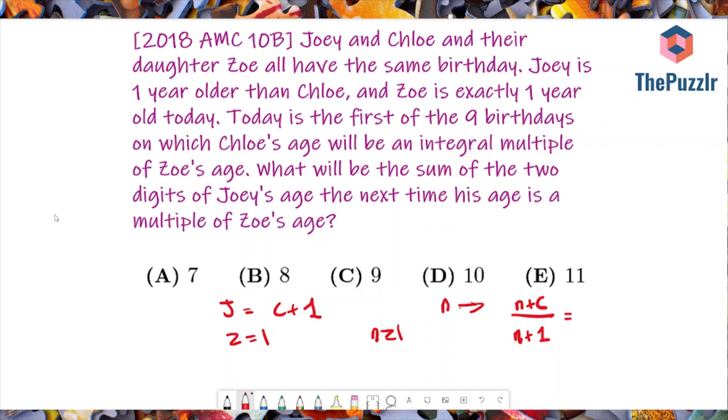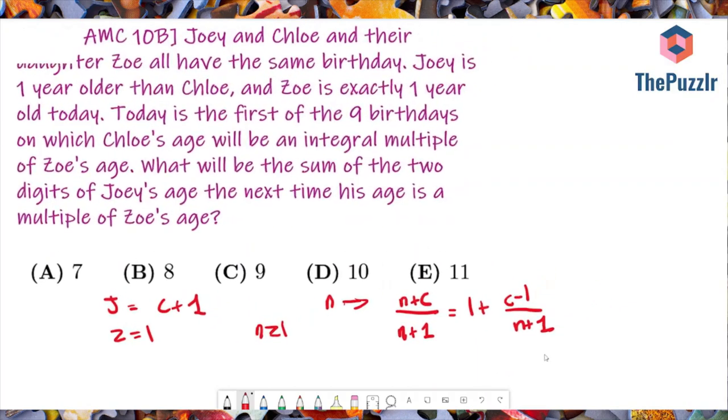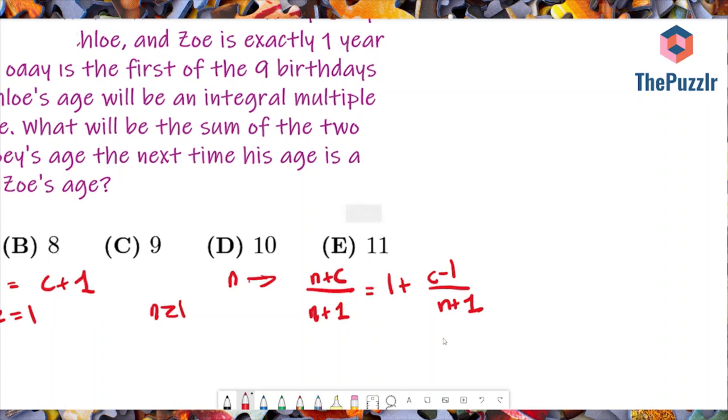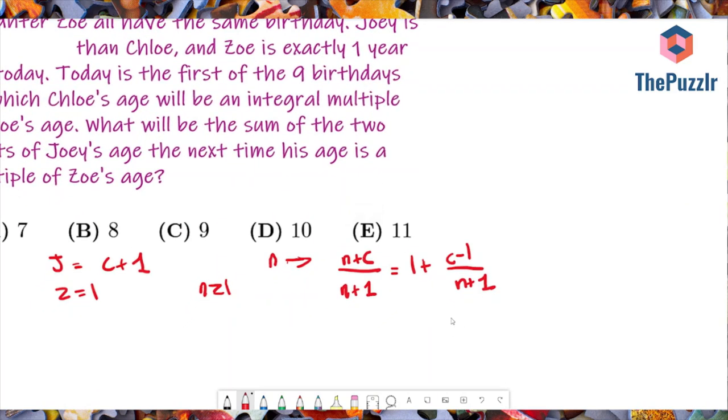So we can subtract n plus 1 from both the top and the bottom. From the top, we can subtract n plus 1 and rewrite the fraction as 1 plus (c minus 1) over (n plus 1). This is the same exact thing, and you can expand this and take common denominators to check that. But okay, so now (c minus 1) over (n plus 1) has to give us an integer value. So when does that happen? Well, we have to find the value of c that will make this happen.